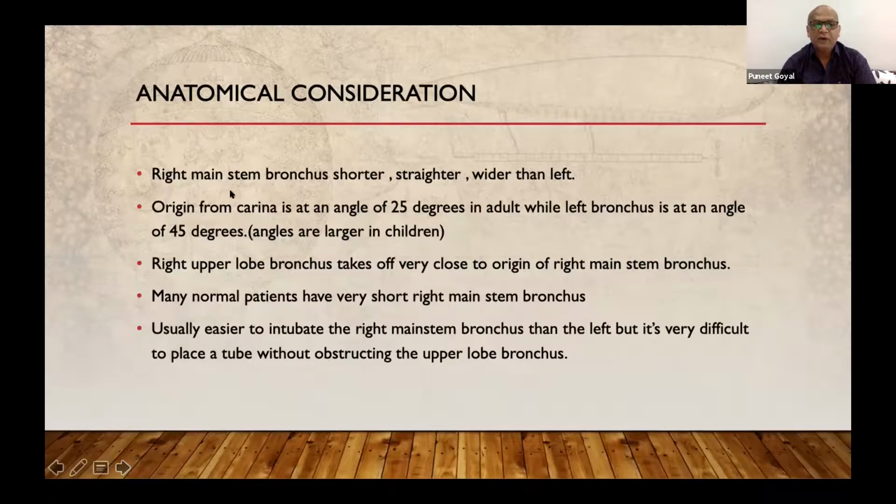First thing is that all of us know that the right mainstem bronchus is shorter, straighter, wider as compared to the left. Its origin from the carina is at an angle of 25 degrees, while the left mainstem bronchus is at 45 degrees. And the right upper lobe bronchus takes off very quickly after the origin of the right mainstem bronchus. And in many patients, you have a very short right mainstem bronchus. And it is usually easier to intubate the right mainstem bronchus than the left. But it is very easy also to obstruct the upper lobe bronchus.